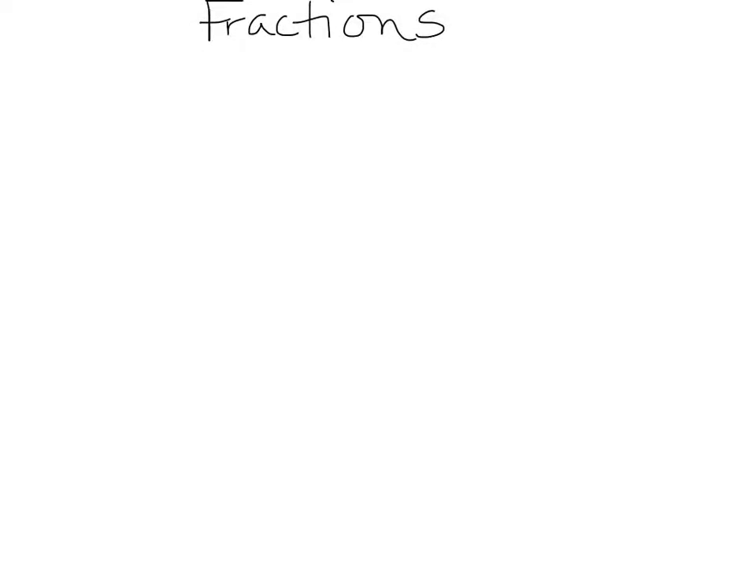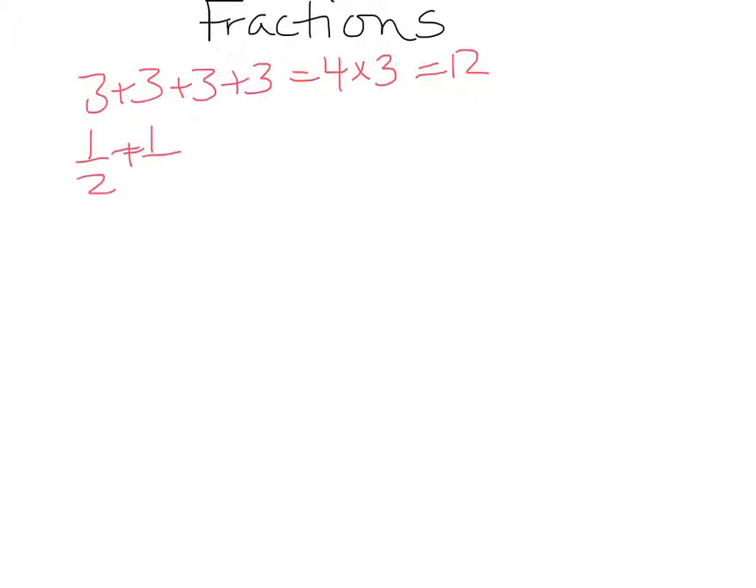So we know that repeated addition can be written as multiplication for groups of 3 and equals 12. And the same works with fractions. So if you had a half plus a half plus a half, we can say 3 groups of a half, which ends up being 3 halves, which is 1 and a half.